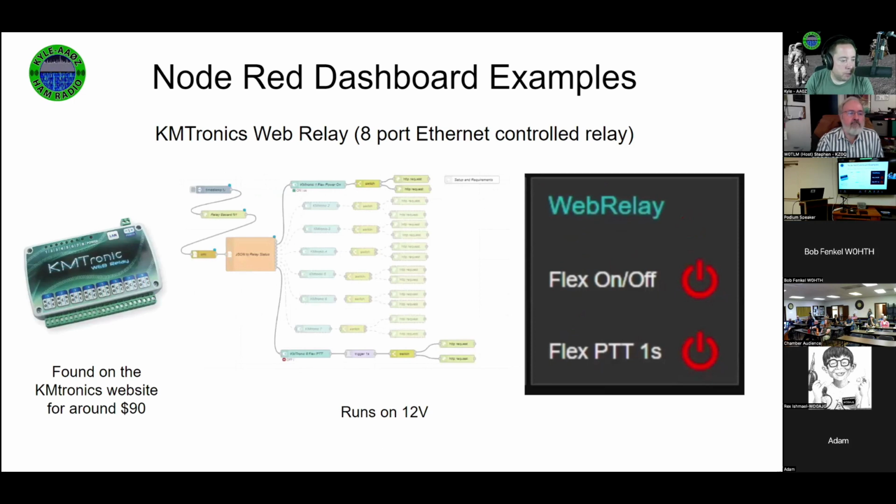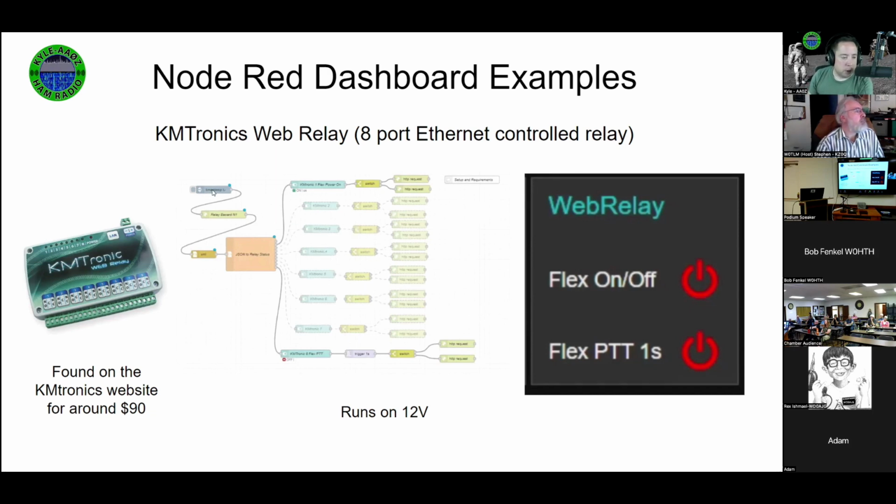A second piece of equipment might be this Km-Tronics Web Relay. I talked about that. It's Ethernet based, runs on 12 volts, and gives you 8 relays, on, off, normally open, normally closed. It's about $90 on the Km-Tronics website. It's got a couple of flows. This is what the flow looks like.